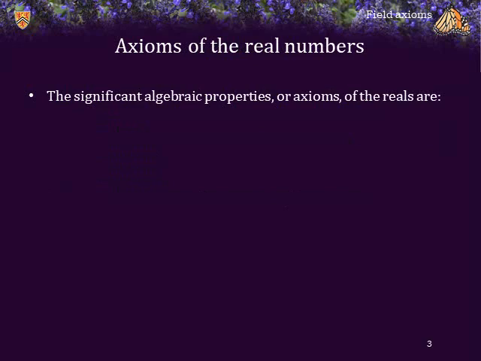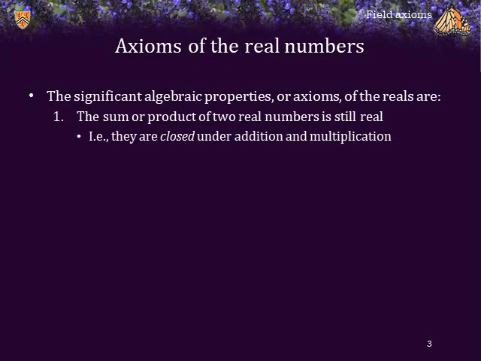The significant algebraic properties or axioms of the reals include: the sum or product of two real numbers is still real. That is, they are closed under addition and multiplication. You sort of expect that. The same way that if you add two integers together, you don't get a rational number that's not also an integer.